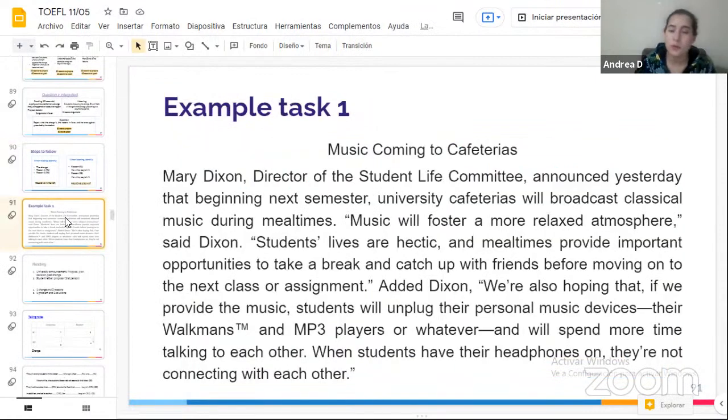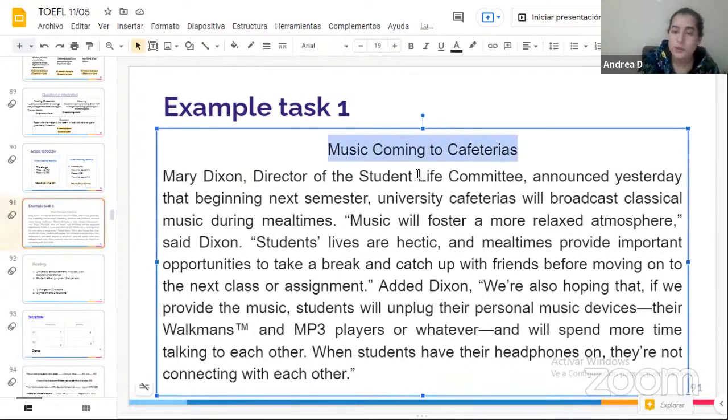Now, if you guys want some tips, when you're reading, the first thing you always do is you read the title and take some notes. And why? Because that's usually the change. Okay, so just by reading the title, you already know what the change is or what's going on campus. So for instance, here we have music coming to cafeterias. So it'll probably be something about that.